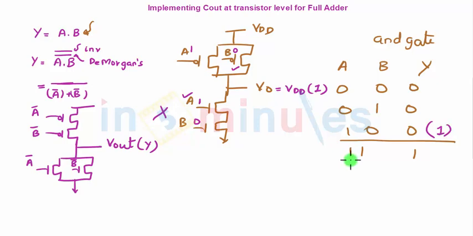Okay, let's take another case also. Suppose my inputs are 1 and 1. So 1, 1. Both are on. So this is on, and the output will be pulled to ground. So Vout will be equal to 0. So output is 0. However, we want the output to be equal to 1.